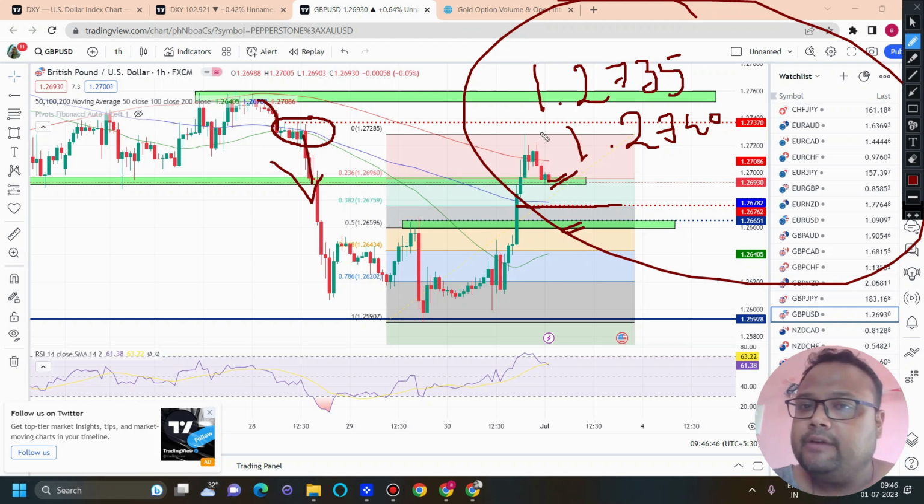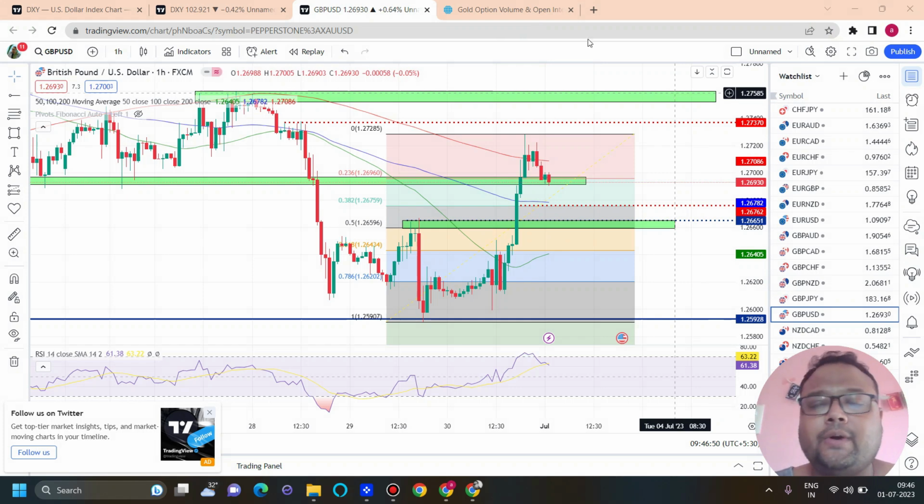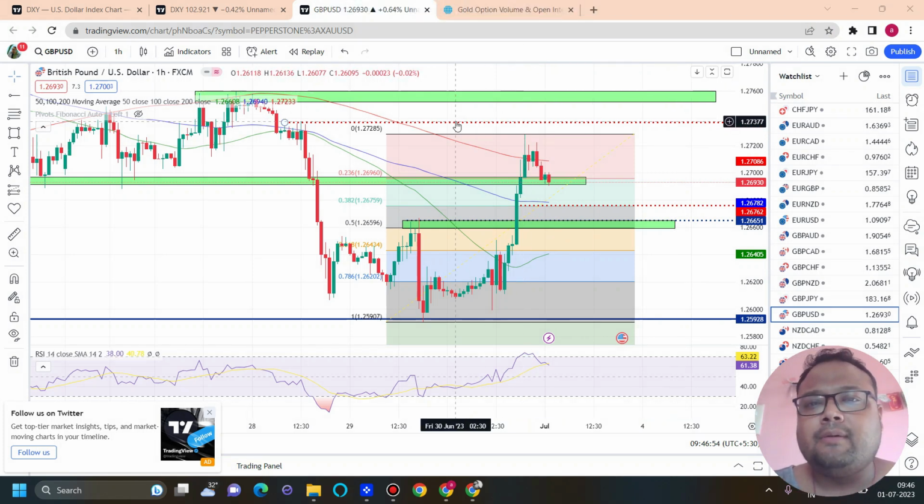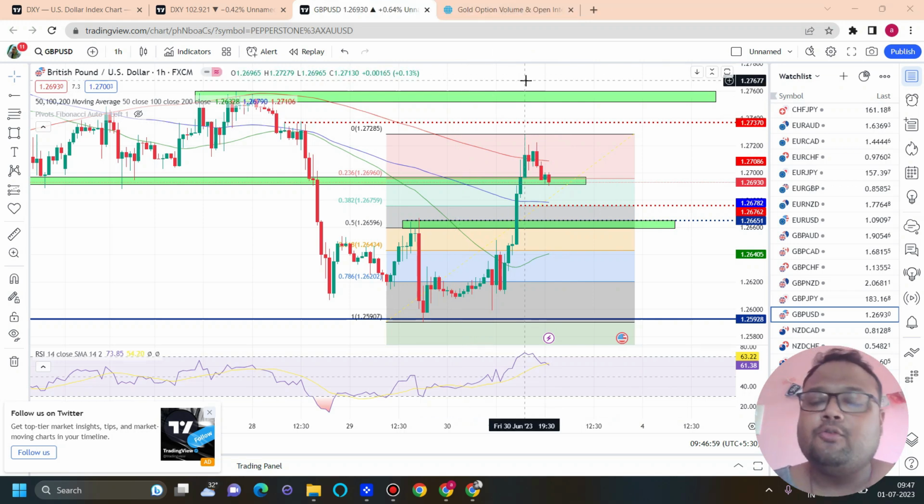On the other hand, if the market goes up, then the green box at the top is the best level where we can expect sellers to be present. Otherwise, we also have a minor resistance around 1.2737 to 1.2740 as well. So these are the trading opportunities that I see on the chart of GBPUSD for Monday.